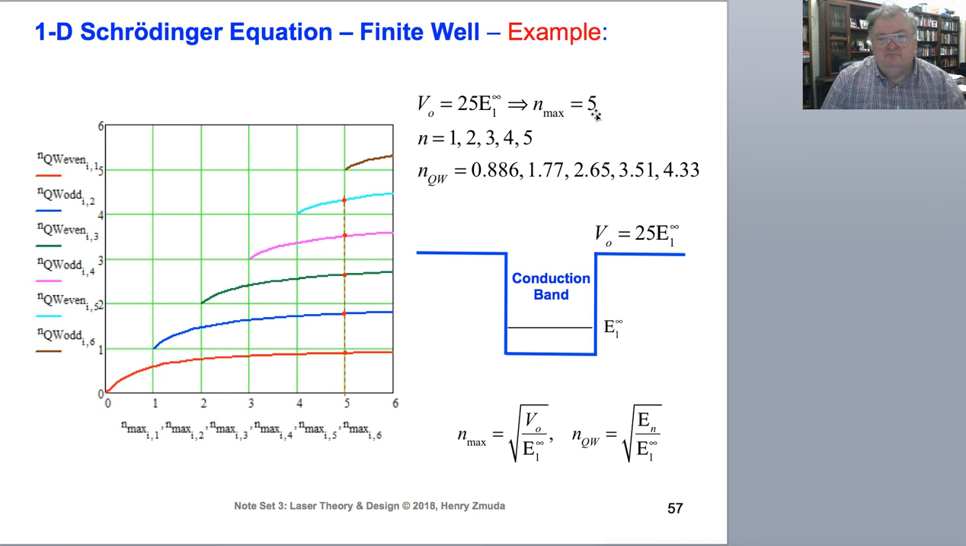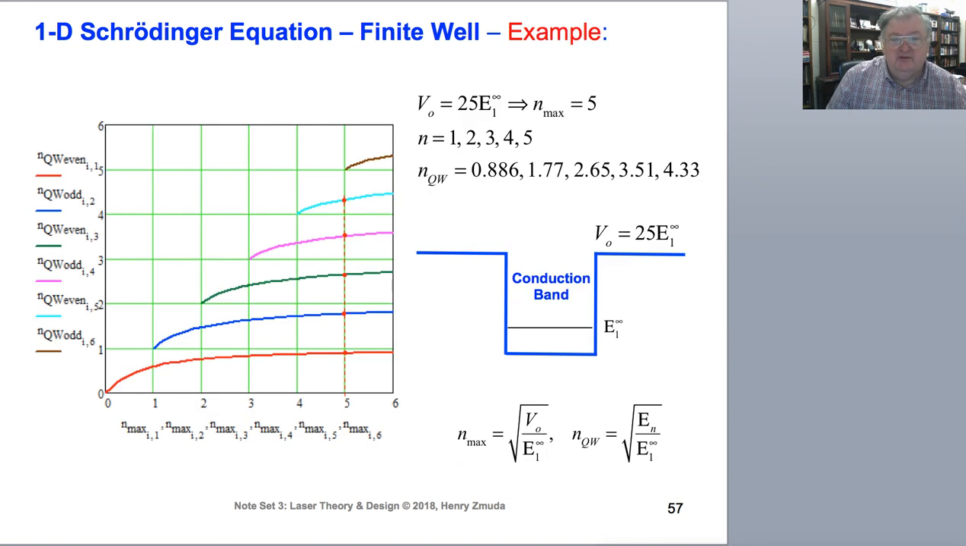Now, for n max equal 5, it's right here. So I draw a line up. Here's my first solution. I read across, and I find it looks like it's just under 1 for n quantum well, and indeed it's 0.886. Go up. There look like there are 1, 2, 3, 4, 5 solutions in this well.